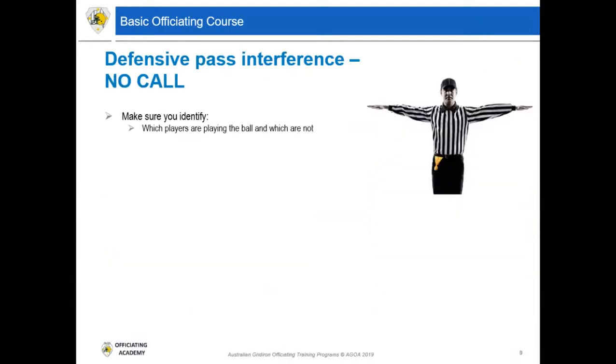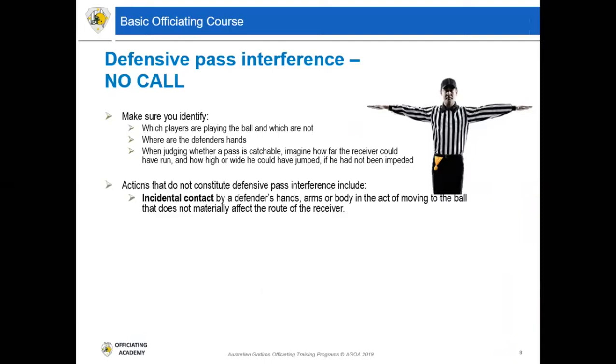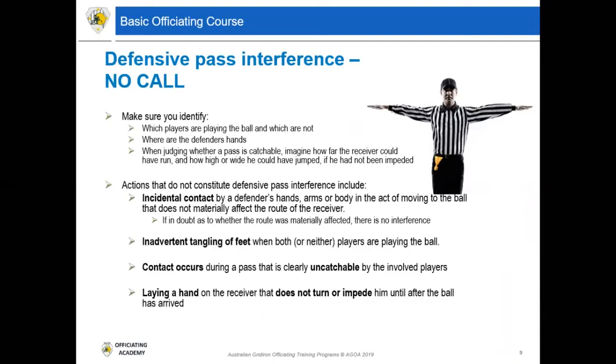All right, so we won't call it in these circumstances. So we have to know which players are playing the ball. We have to know if the pass is catchable again. We can't just have a pass going 5 yards over your head and you're calling a foul. Incidental contact again, tangling of feet again, and touching a receiver does not constitute impeding, as I gave before the example of the defender just feeling where the receiver is without actually impeding him.